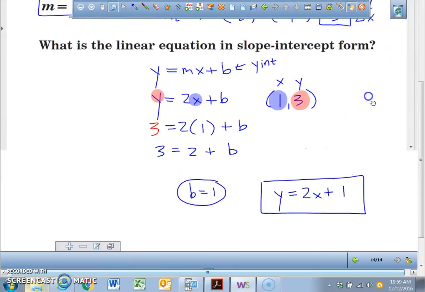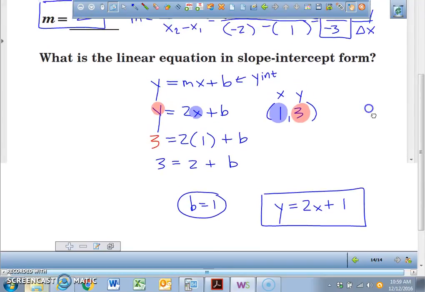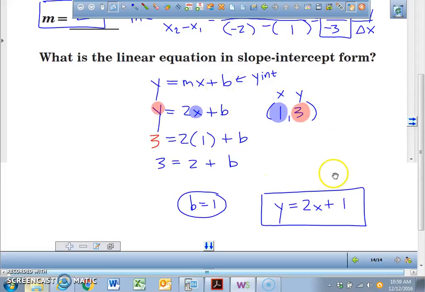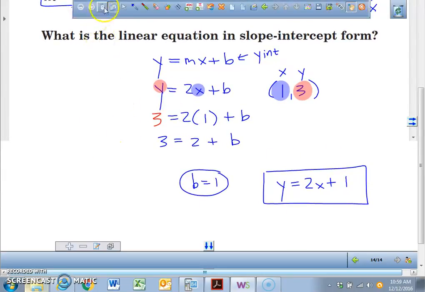Do you need to know how to find slope? Yes. Do you need to know how to find the equation that goes with the slope through the points? Yes. This is a way of doing it. Not the only way, but it is a way. You can use graph paper if you wanted to plot the points and figure it out by what it looks like in the graph. You can do that too.